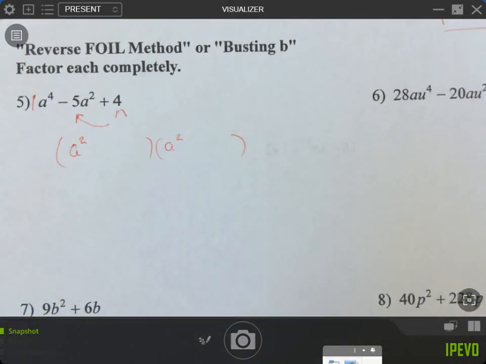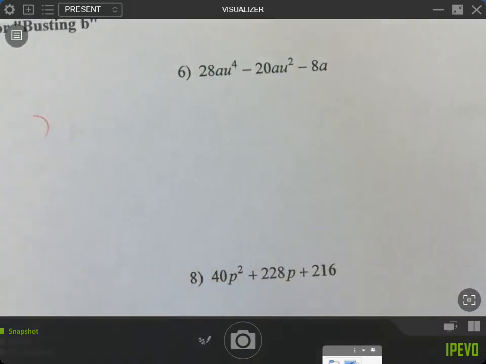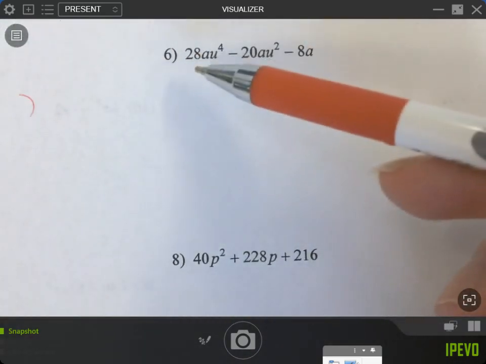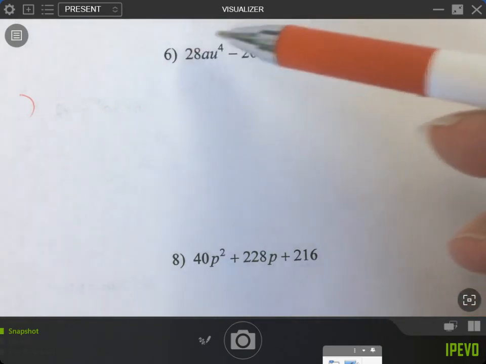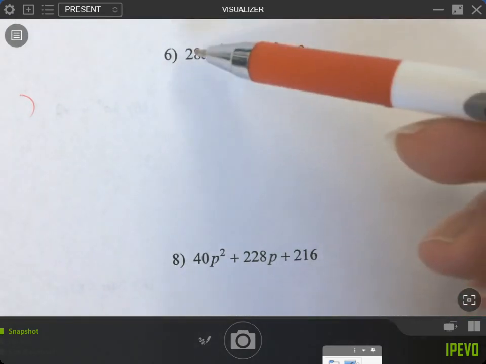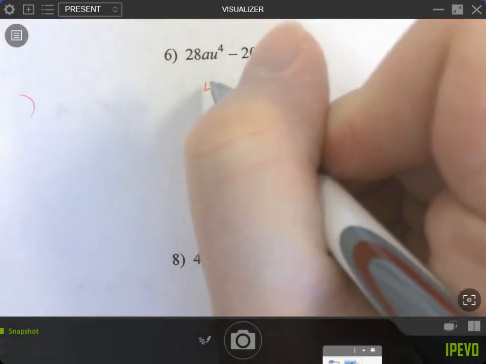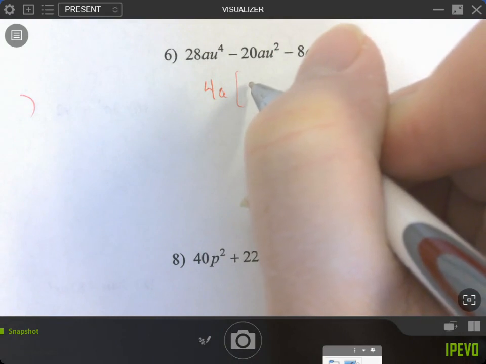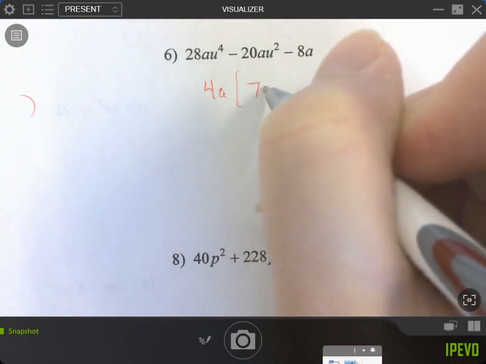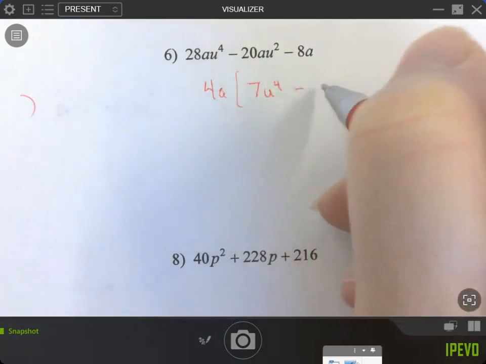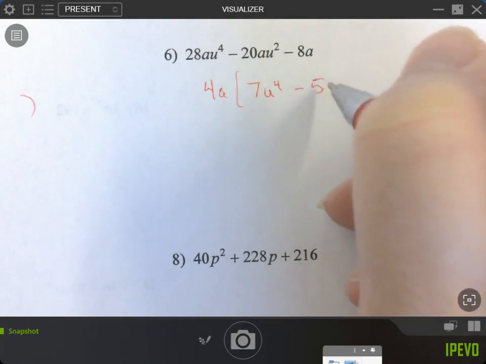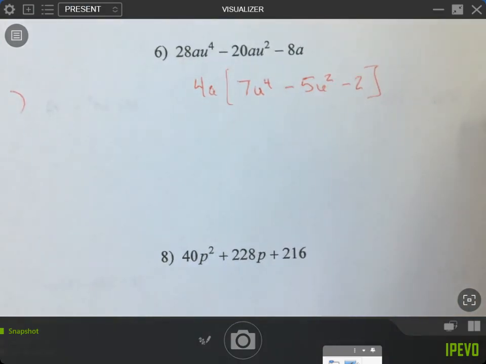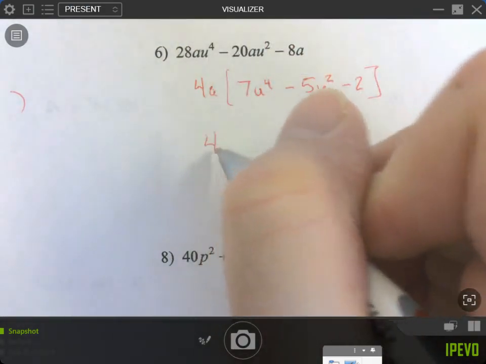The next one I'm going to jump to, I have 6 and 8. You can see that these would be a little bit harder because you have a leading coefficient. But notice that there is definitely a GCF. I would say at least a 4, and an a comes out. So take out that 4a, show what's left, which would be 7u to the 4th minus 5. I have to think about what I took out. U squared minus 2. And so I bring this up because you want to keep that 4a here.